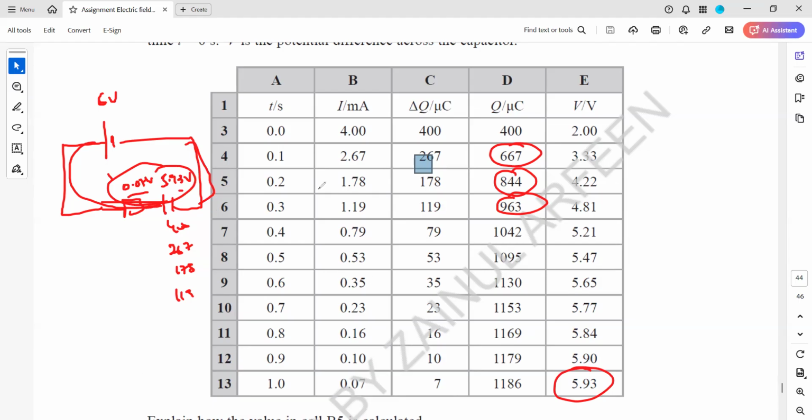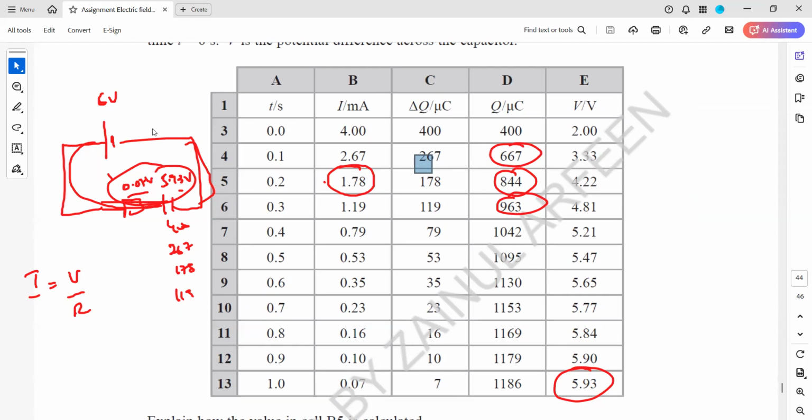So in the question, we want to find how we calculated cell B5, meaning the current. That is what we want to figure out. We know the current is voltage divided by resistance. How much will be the voltage across the resistor? How do we know the voltage across the resistor?